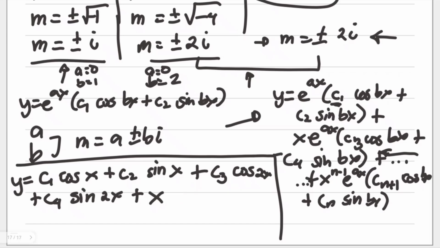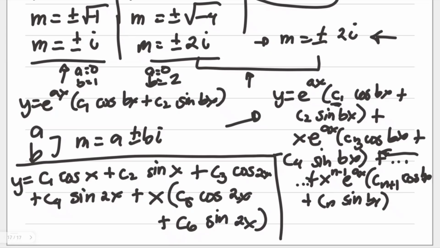Now, this is now a multiplier of this next set. c sub 5 cosine of 2x plus c sub 6 sine of 2x. Close. We have 6 different terms: 1, 2, 3, 4, and of course, this x can be distributed to 5 and 6. So this is now the solution.